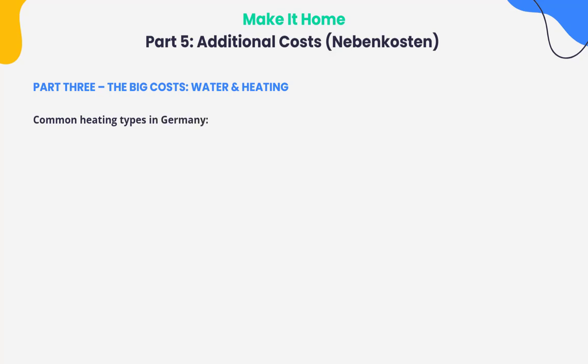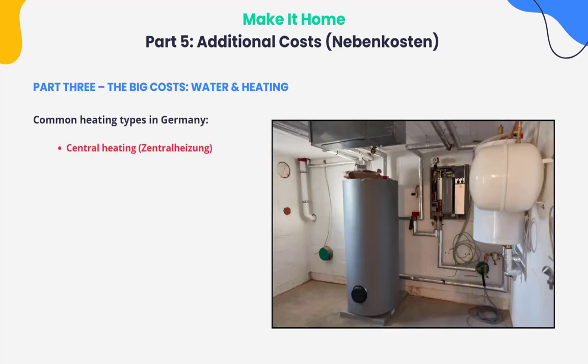Common heating types in Germany. Central heating, Centralheizung. This is the most common system in German apartment buildings. A central boiler, usually located in the basement, heats water for the entire building. In this case, heating and hot water are part of your Nebenkosten. You pay monthly advance payments which are settled once per year, as we explained earlier.